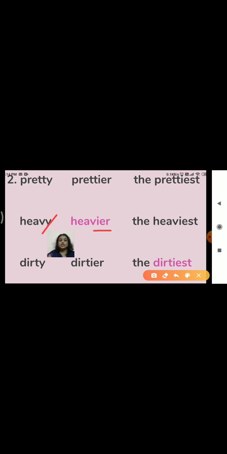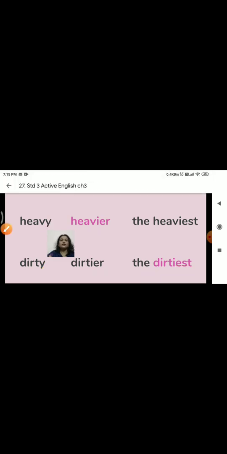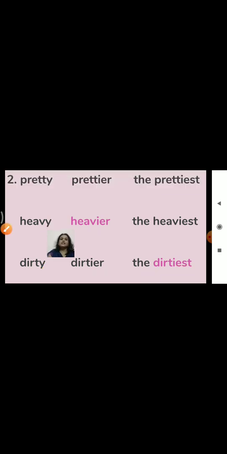Then comes dirty. Again we cut down Y. We added I plus ER to form the comparative degree. So we got dirtier and then we added IEST to form our superlative degree. Right? So what did we get? Dirty, dirtier, the dirtiest.